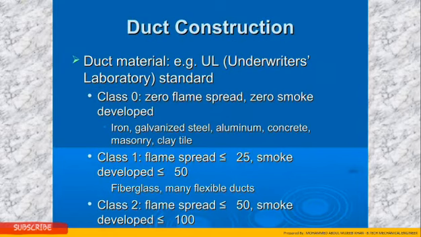For duct material, for example, using UL, Underwriters Laboratories, standards: Class 0 has 0 flame spread and 0 smoke developed, and includes iron, galvanized steel, aluminum, concrete, masonry and clay type. Class 1 has flame spread less than or equal to 25, smoke developed less than or equal to 50. Fiberglass and many flexible ducts are Class 2, with flame spread less than or equal to 50 and smoke developed less than or equal to 100.